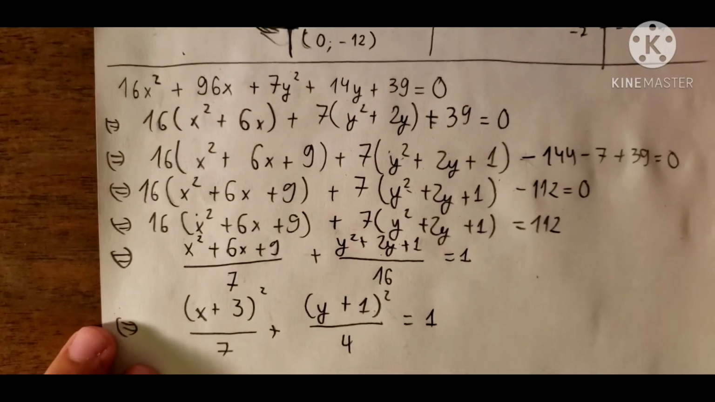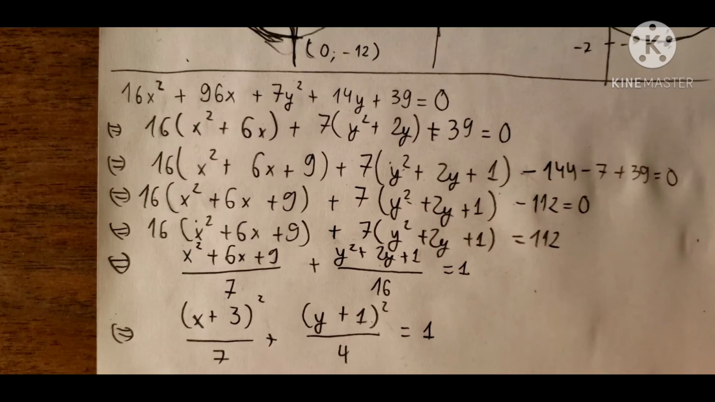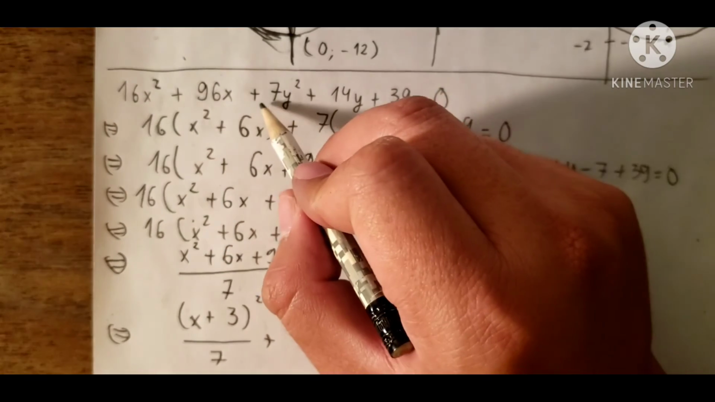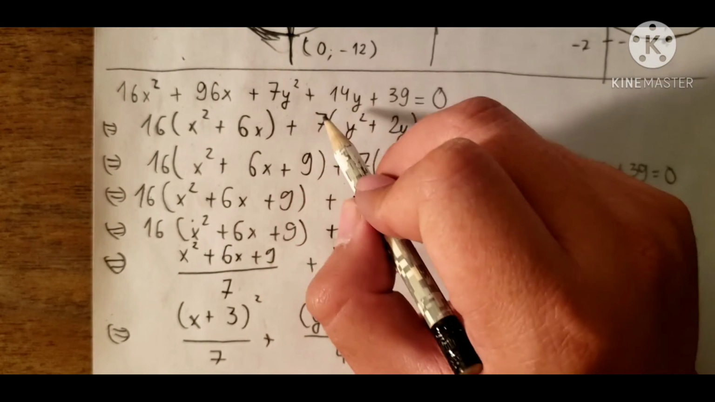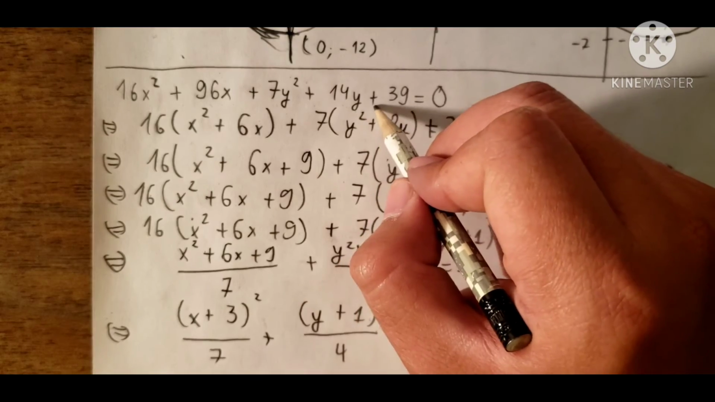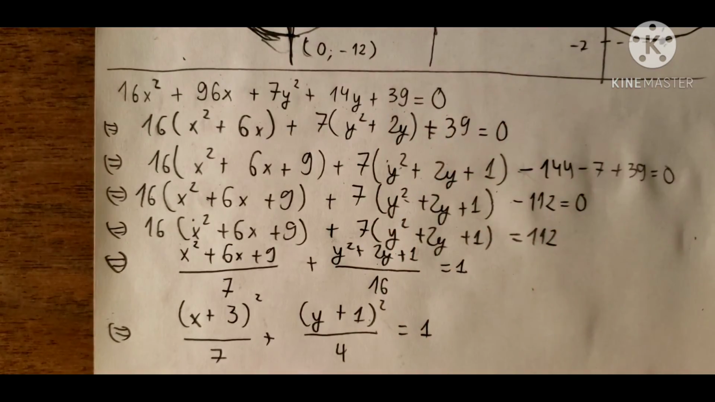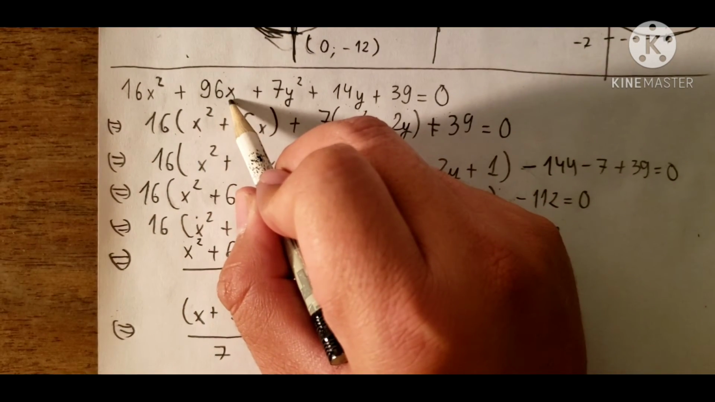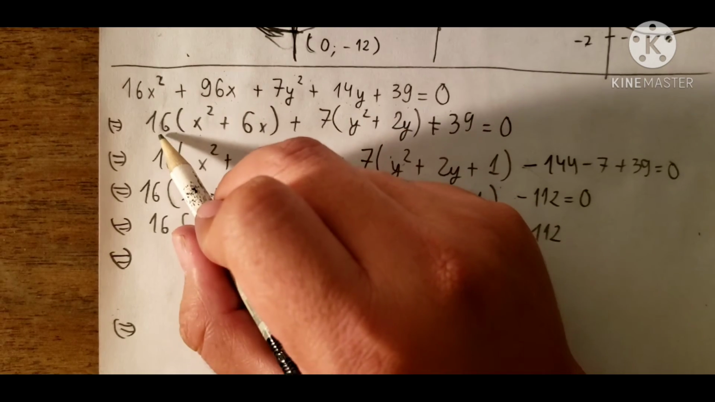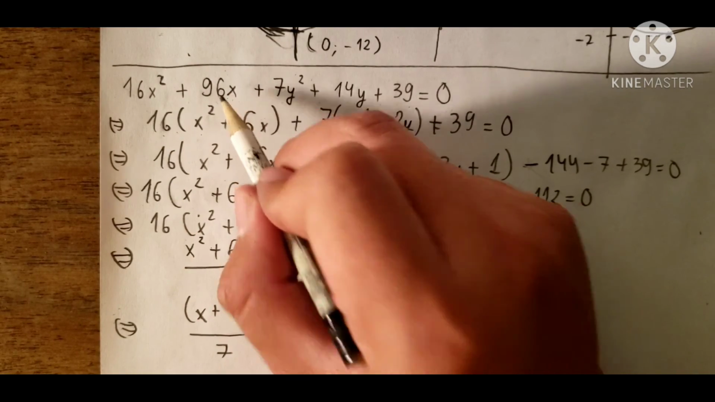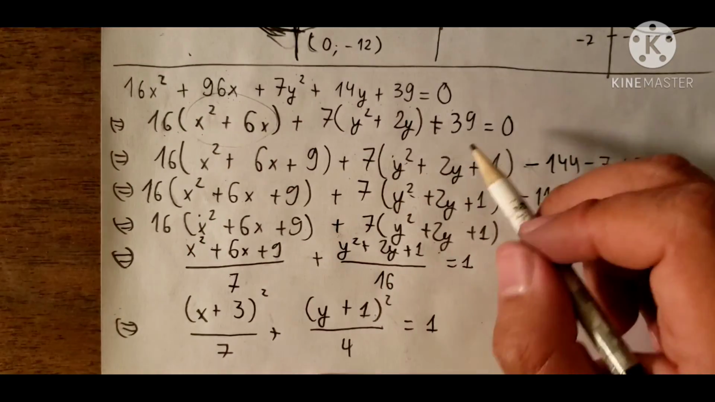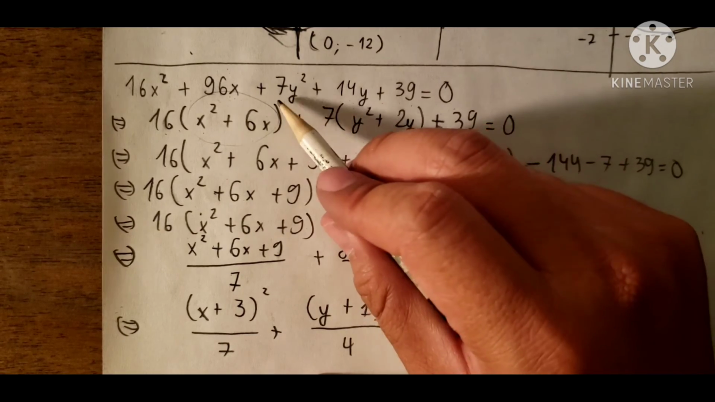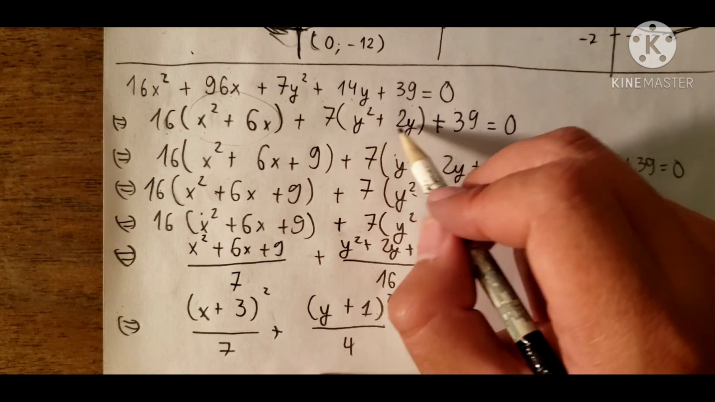And the last one, I showed everything for you in here. We have 16x power 2 plus 96x plus 7y power 2 plus 14y plus 39 equal to 0. So we put 16 outside from the x, similar to the number 96x, because 16 multiplied with 6, you got about 96, so that you can do the factor in here. Similar with the y, we put the 7 outside in here, and 7 multiplied with 2 is about 14, so that we do the factor in here.